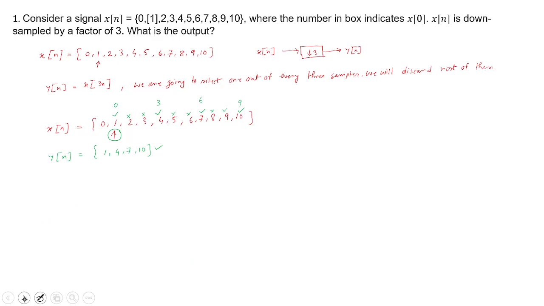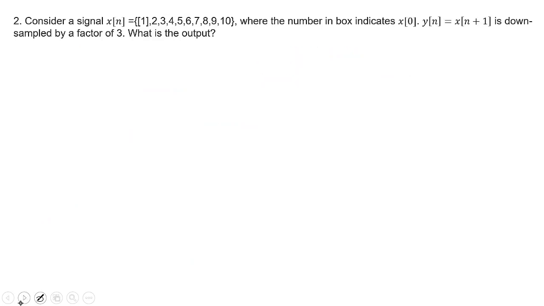Okay, let us move to the second question. Again a similar kind of question, almost similar to the first one, just here there is an advanced operation being performed. So let me write down the sequence again. xn.